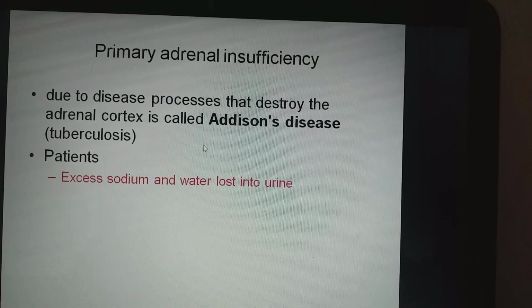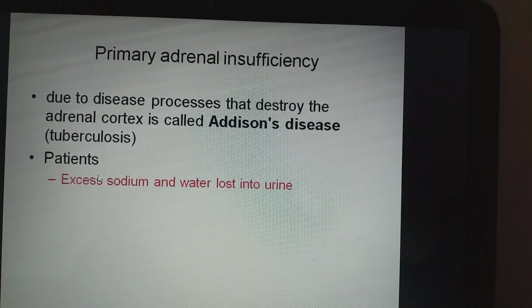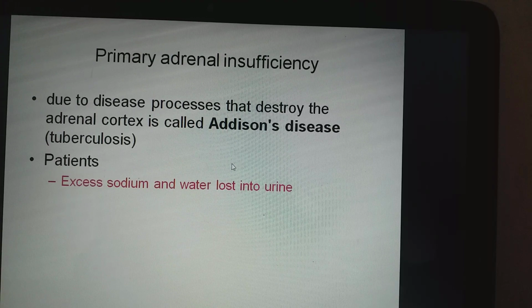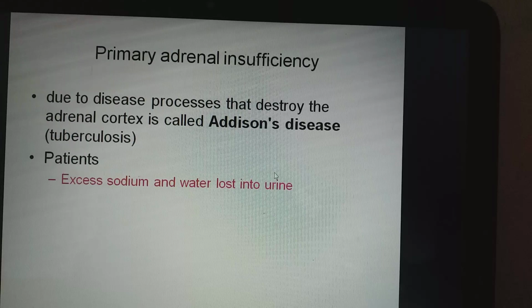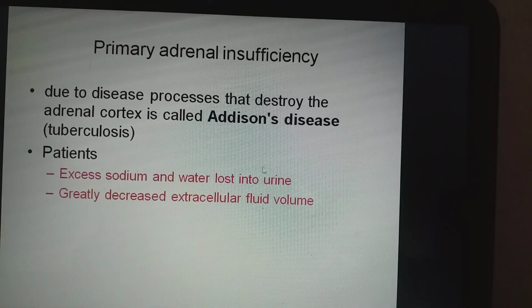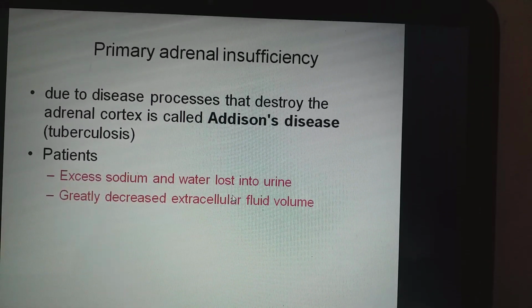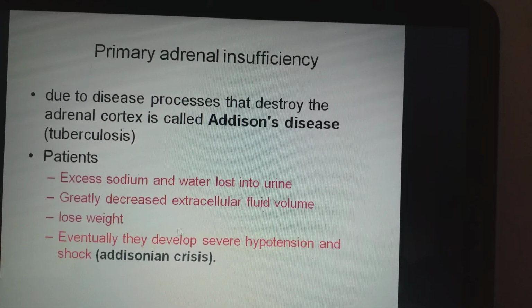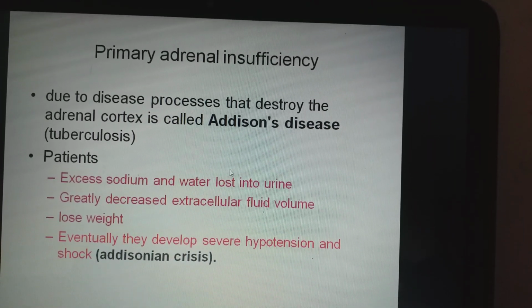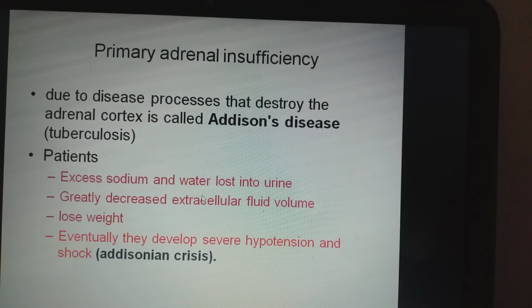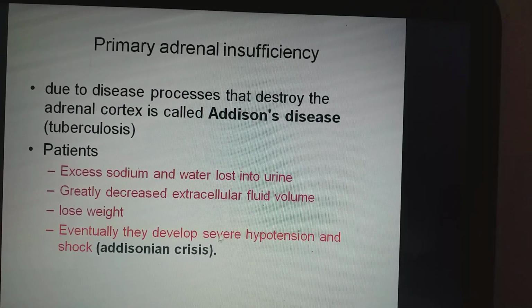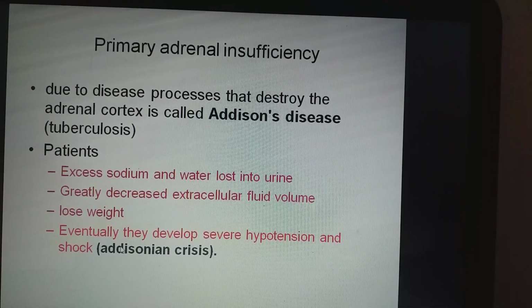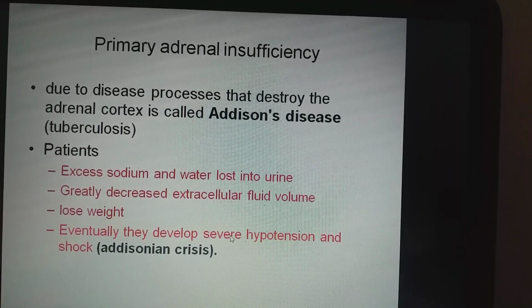Due to the deficiency of aldosterone, an excess amount of sodium can get lost through the urine, and the sodium is followed by water. Therefore, there could be water loss. Due to the water loss, the extracellular fluid volume can decrease and your weight can reduce. In addition to that, due to the reduction of extracellular fluid volume, the patient can even go into hypotension and shock, that is known as Addisonian crisis, right?